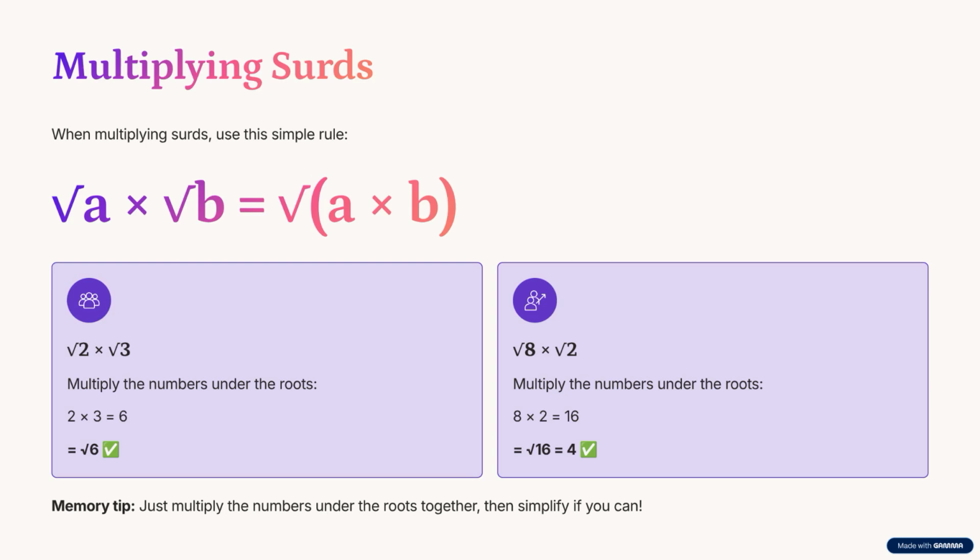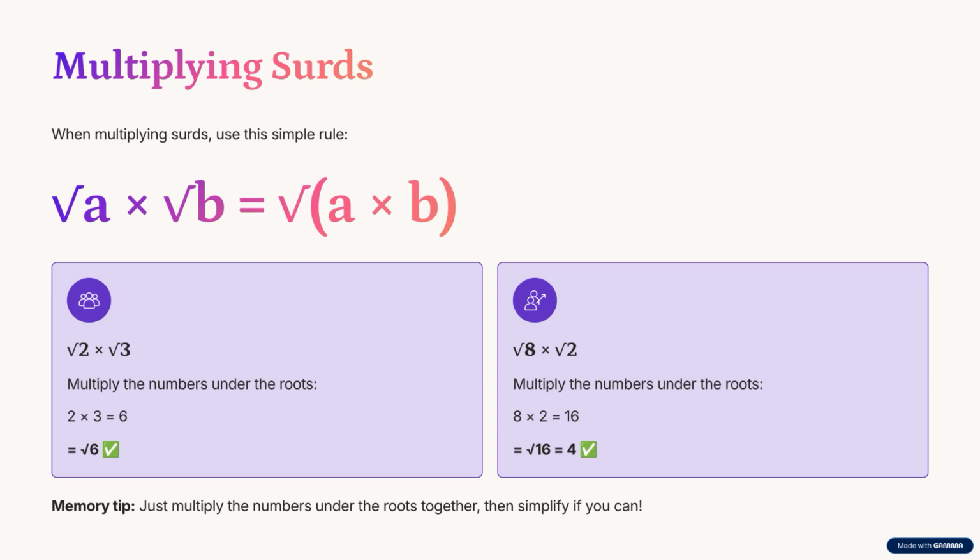Next up is multiplication. The rule here is straightforward. Square root of a times square root of b equals square root of a times b. Let's see some examples. Square root of 2 times square root of 3 equals square root of 6. Simple enough. Another one. Square root of 8 times square root of 2 equals square root of 16, which simplifies to 4.